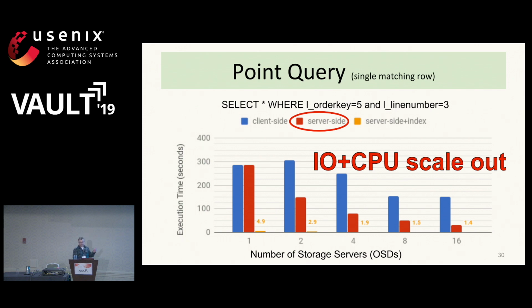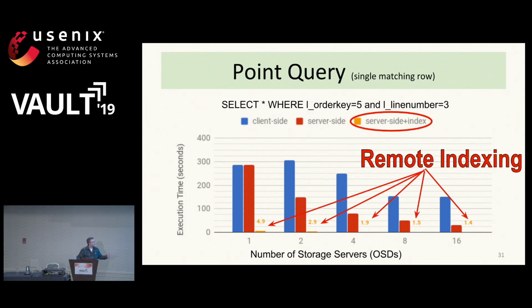And then in the third case, so we can see we get much better scale out there in that particular case. And in the third case, this is when we add an index. So imagine we built an index on this column, order key and line number, and then at query time, we can actually ask all of the servers to look for that row number, those values, if they have that row, that'll be stored in their index.